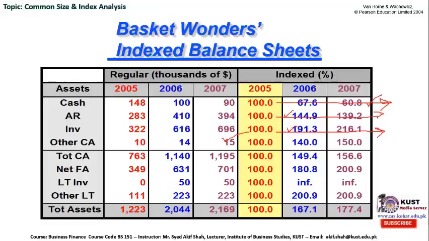As you can see that our inventory is 191% of the base year in 2006, and in 2007 it has further increased to 216% with respect to our base year.